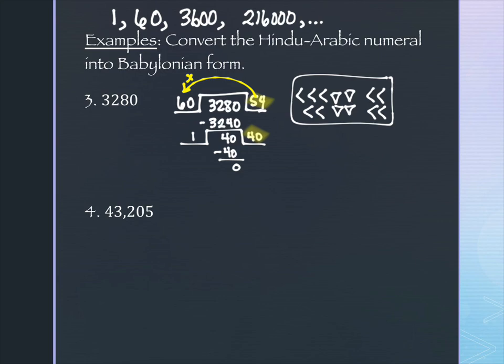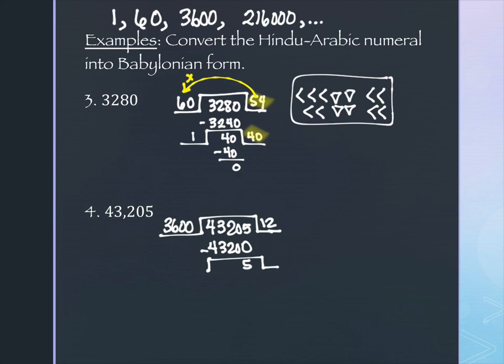Ish? Okay, let's try another one. Always starts out the same question. What's the biggest number in this base system that will divide 3,600? Okay, so the 3,600 will go into 43,205. How many times? 12. What's 12 times 3,600? 43,200, and we're going to subtract. What's that going to give us?